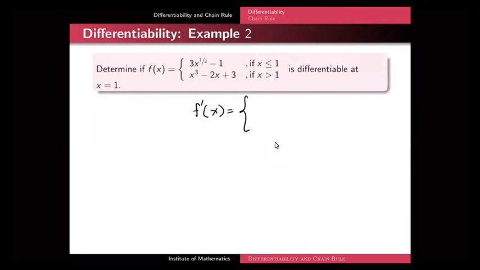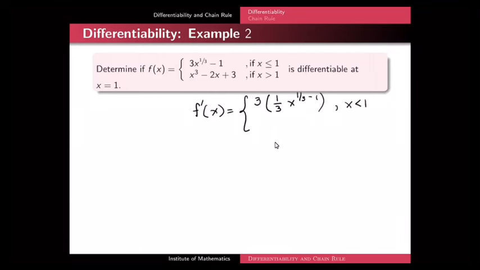So for the first function, it's the derivative of 3x raised to 1/3 minus 1. So the derivative of that is simply 3 times 1/3 x raised to 1/3 minus 1 minus the derivative of a constant, which is actually 0. So that is when x is less than 1. As you can see, we remove the equal sign here because we are not yet sure if the function is differentiable, okay, at x equal to 1.